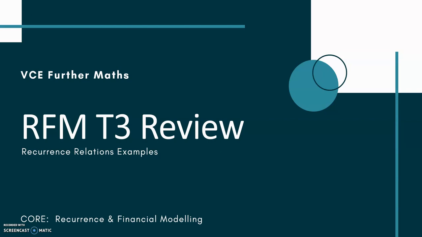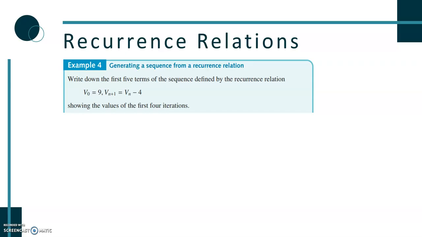Okay, so this video is just running through the first set of examples looking at recurrence relations. The first one that we've got here: write down the first 5 terms of the sequence defined by the recurrence relation below and show the values of the first 4 iterations.